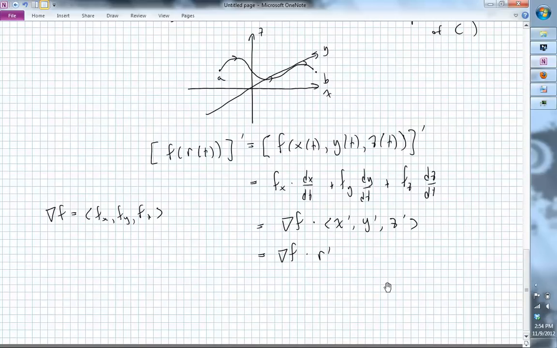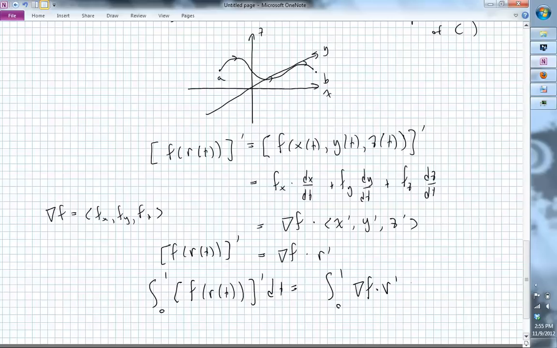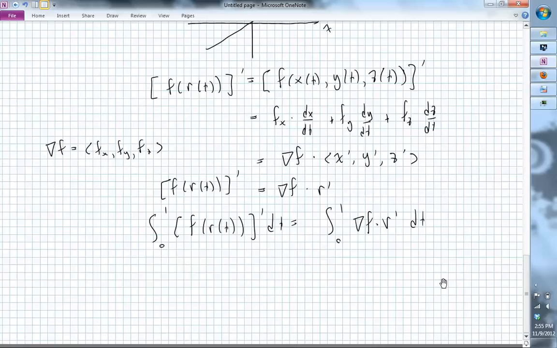Okay, it's at this point that I'm going to introduce an integral. So I'm going to rewrite the left-hand side like this, and now I'm going to integrate both sides from 0 to 1. Now, as complicated as the left-hand side looks, this is really just the fundamental theorem of calculus. Because what am I doing? I'm differentiating this thing with respect to t, and then I'm integrating it with respect to t.